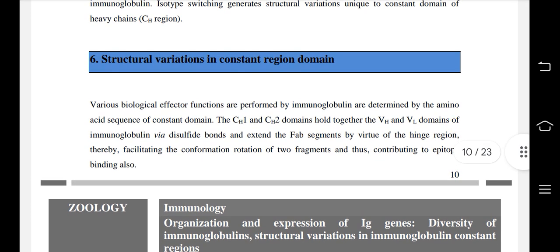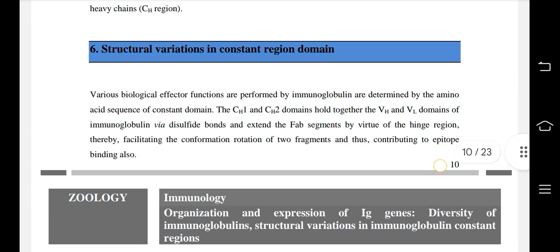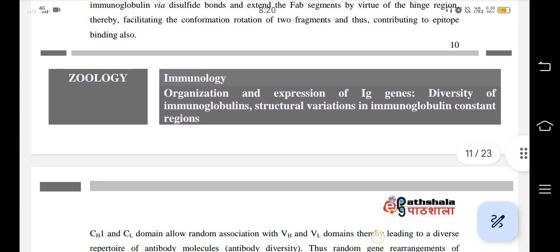The CH1 and CH2 domains hold together the VL and VH domains of immunoglobulin via disulfide bonds and extend the Fab segment by virtue of the hinge region, thereby facilitating the conformational rotation of two fragments and thus contributing to epitope binding also.